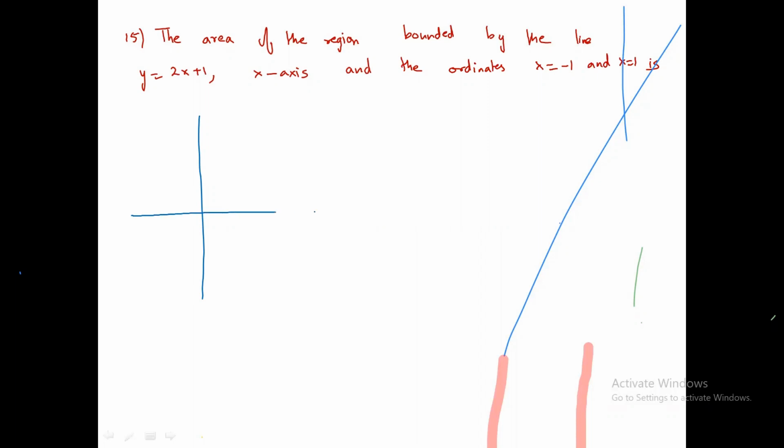rough diagram at least. First, I have to sketch y equal to 2x plus 1. I know it's a straight line, but where I have to draw? Put x equal to 0, y is 1. Put y equal to 0, x is -1 by 2. So, something like this you take. This is -1, this is 1. So, when I draw the graph, I'll take 0, 1. 0, 1 is here.